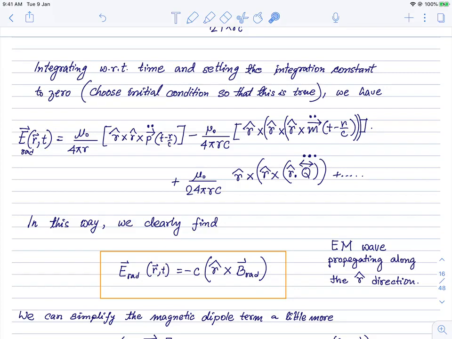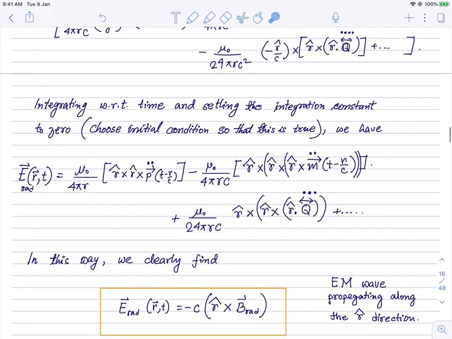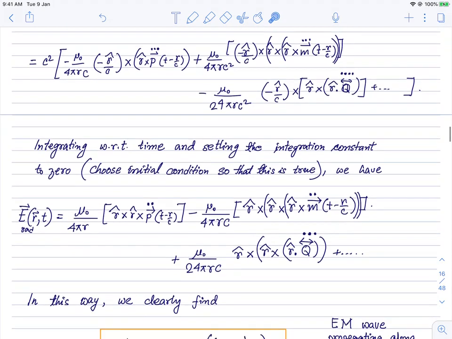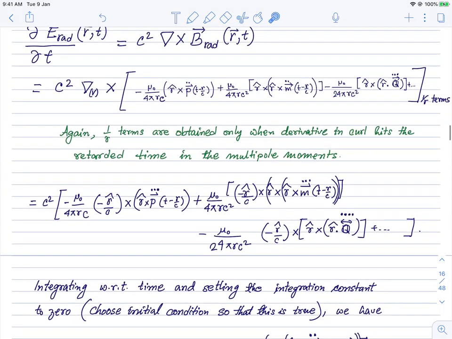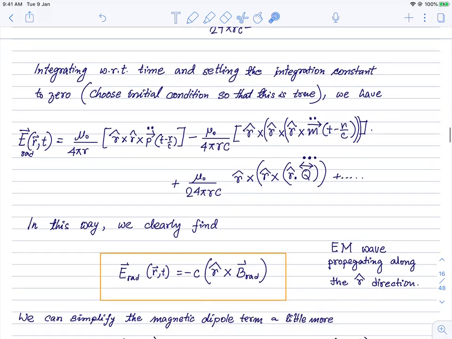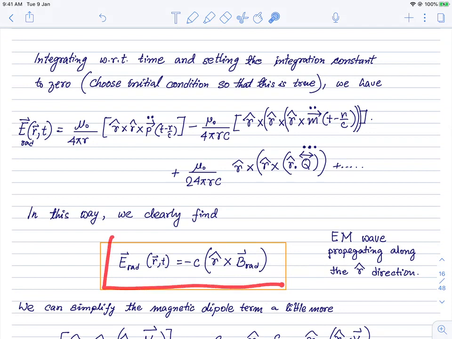So in fact, we can see from all these terms, both the electric field and the magnetic field, because of the r cross here, that both are perpendicular to the r hat direction. They also satisfy the condition that the electric field is perpendicular to the magnetic field. So r hat, the electric field and the magnetic field form three mutually orthogonal vectors, just like in electromagnetic waves. Very good.